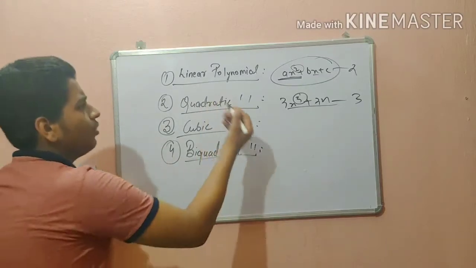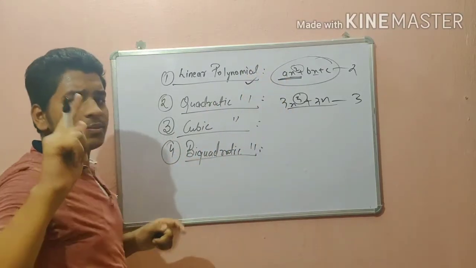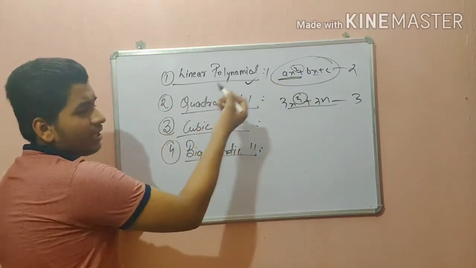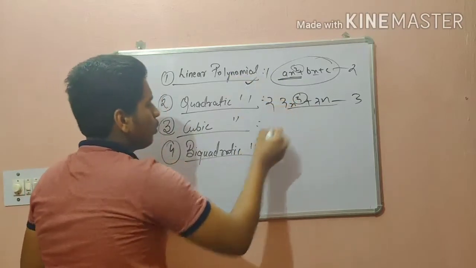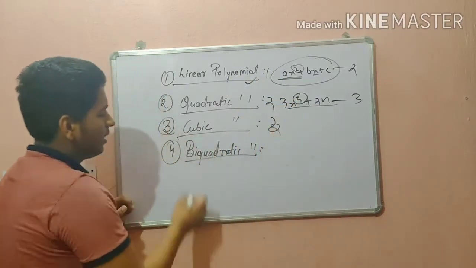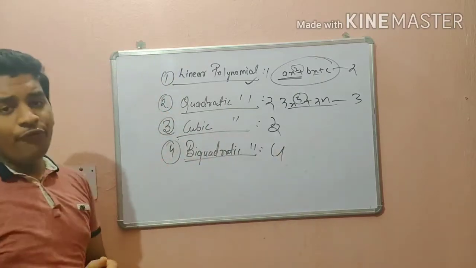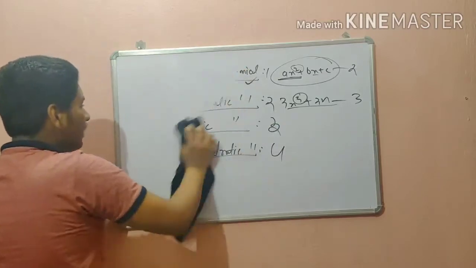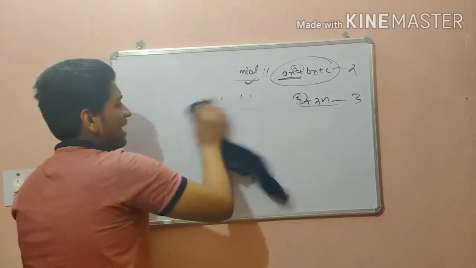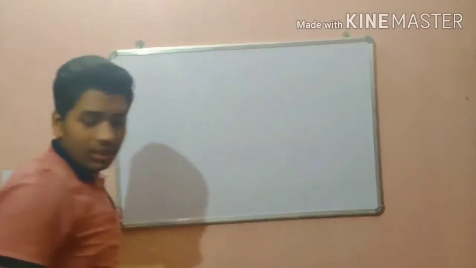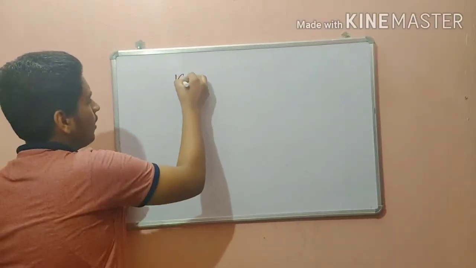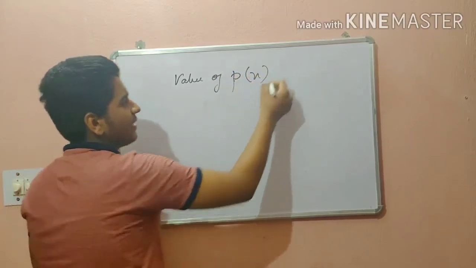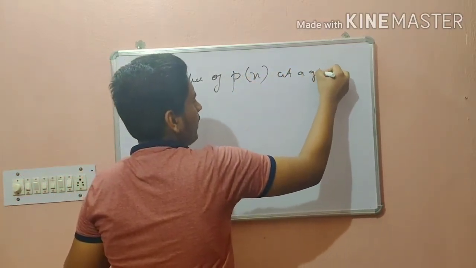Now let's see. Linear polynomials are those whose highest degree is 1. Quadratic, whose highest degree is 2. Cubic, whose highest degree is 3. Biquadratic, whose highest degree is 4. Now we will move on to understanding what the value of p(x) at a given point is. p(x) means a polynomial with variable x, at a given point.